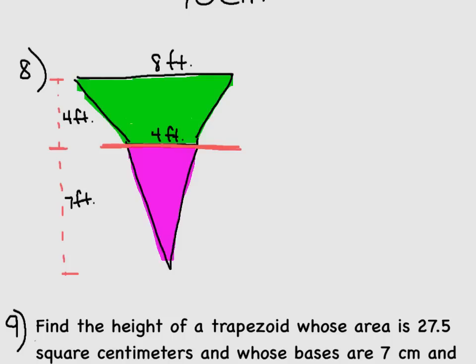So, on your own, I want you to calculate the total area of this figure. You will have to first calculate the area of the trapezoid, and then calculate the area of the triangle, and then add those together. So pause the video now. Come on back and check your work when you're done.